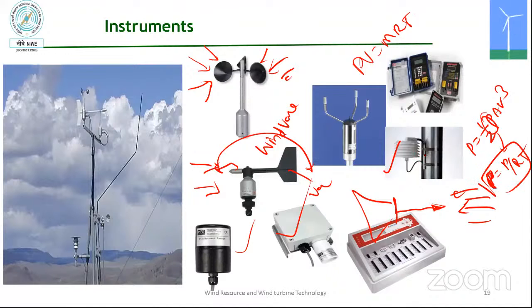P is the atmospheric pressure. R is the gas constant. What is the gas constant? 287 joule per kg per degree Kelvin. And T is the temperature. Right. So this is the way we are doing the measurement.